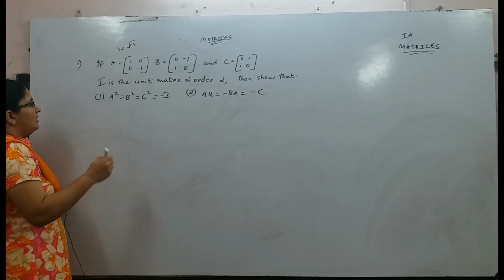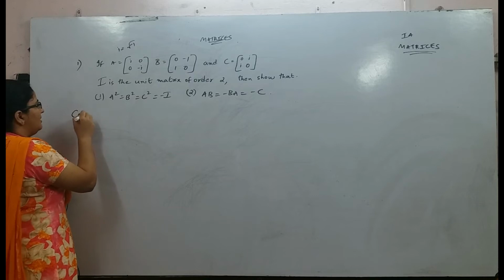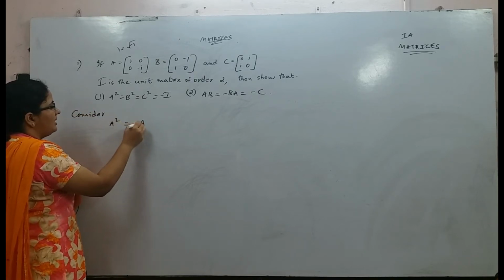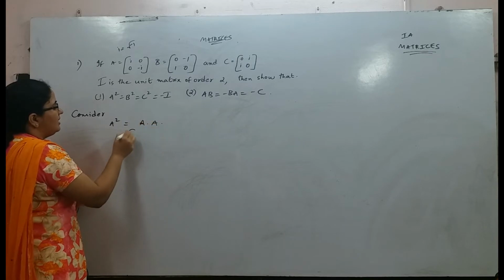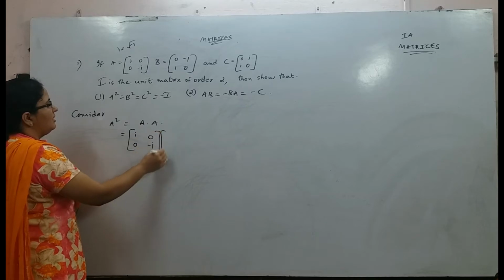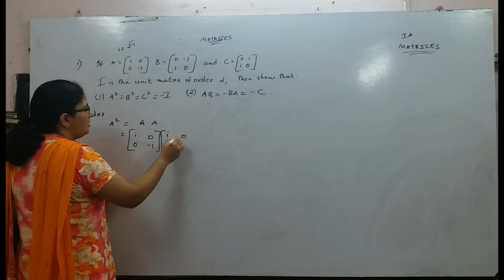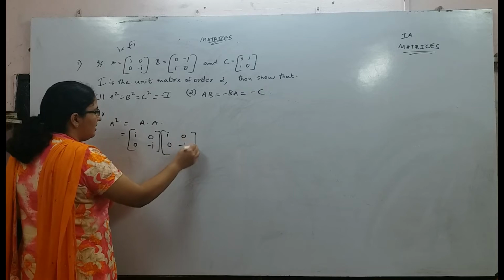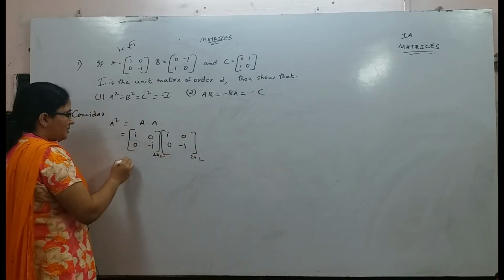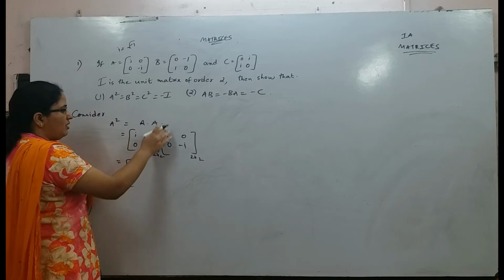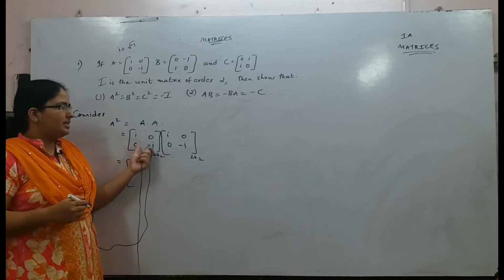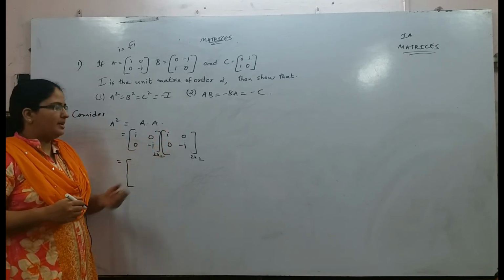Now let us consider A square. What is A square? A into A, which is [i, 0; 0, -i] times [i, 0; 0, -i]. This is 2 by 2, this is also 2 by 2. Let us multiply. How to multiply? First row first column, first row second column, second row first column, second row second column. This is how we shall multiply.